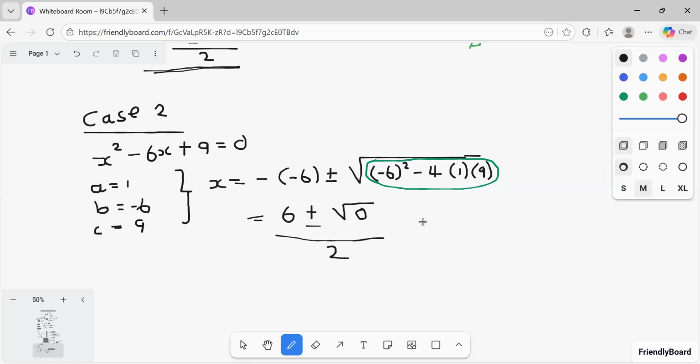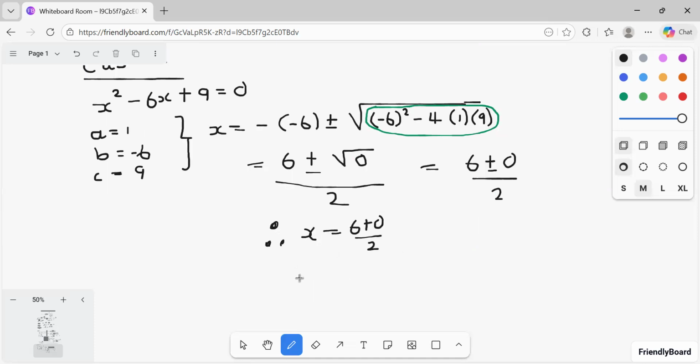Which then simplifies to 6 plus or minus the square root of 0, which is 0, then over 2. All right. So therefore, my two values of x, which I'm going to compare and see whether they are equal. The first one, I'll check when it's a positive. So I'm going to take the positive and say 6 plus 0 over 2. Okay, so you can see here that x is going to be 3.